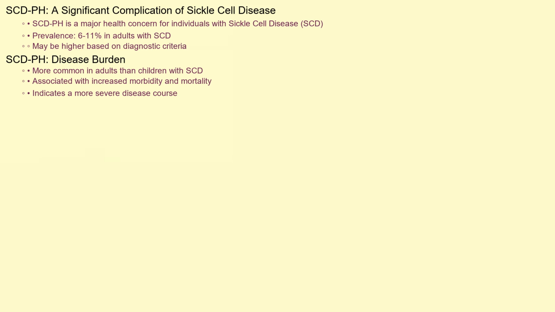SCD-PH is a significant health concern for individuals with sickle cell disease. Studies suggest that its prevalence ranges from 6 to 11% in adults with SCD, though some estimates go higher depending on the criteria used. This complication is more commonly observed in adults than children with sickle cell disease and is associated with increased morbidity and mortality. The presence of pulmonary hypertension in individuals with SCD often signals a more severe disease course.